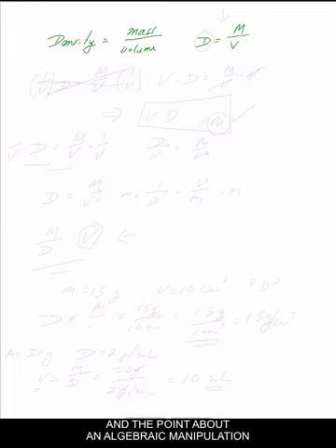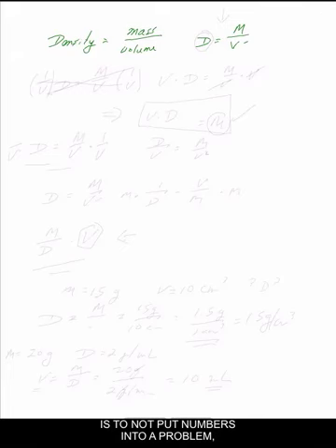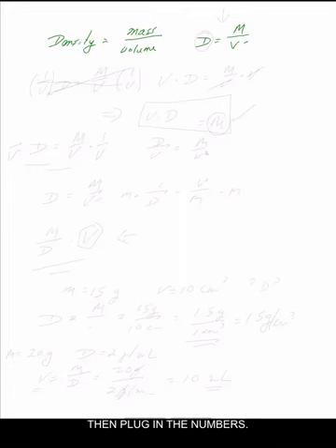And the point about an algebraic manipulation is I can give you two of any of these three variables, the three variables being density, mass, and volume, and ask you to find the third variable. The essence of an algebraic solution to a problem like this is to not put numbers into a problem, but rather to actually solve for the symbols algebraically, and then after you've solved the algebraic problem, then plug in the numbers. That's usually an easier way to do it.